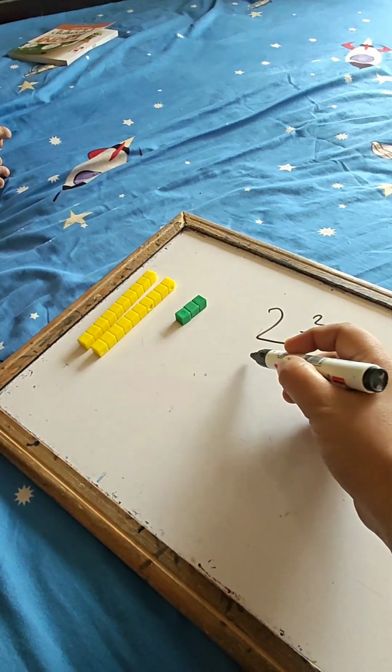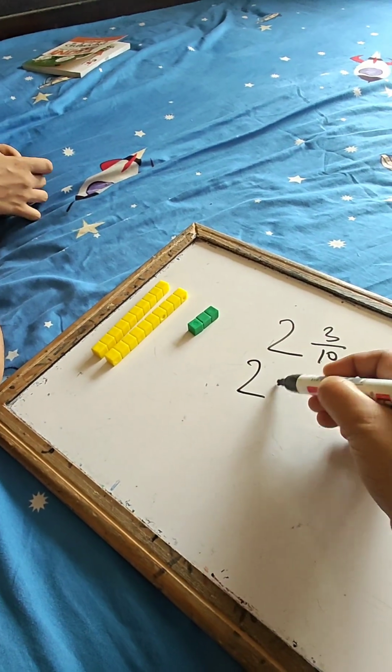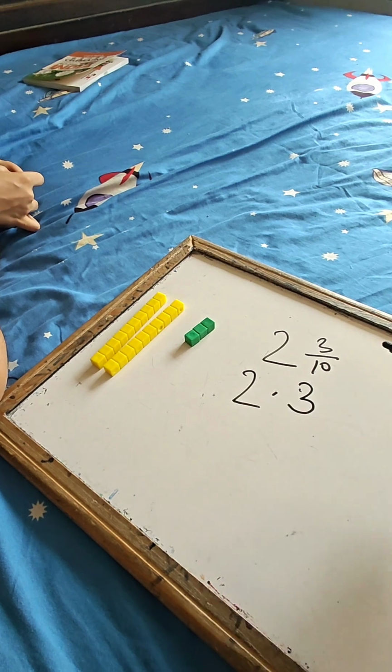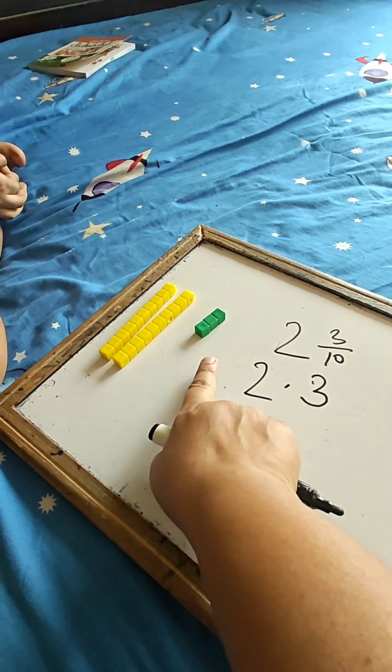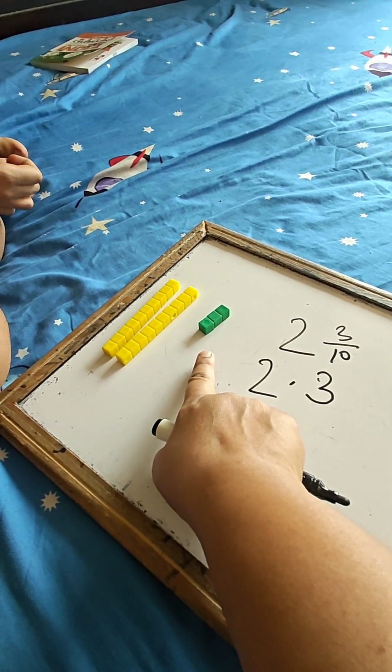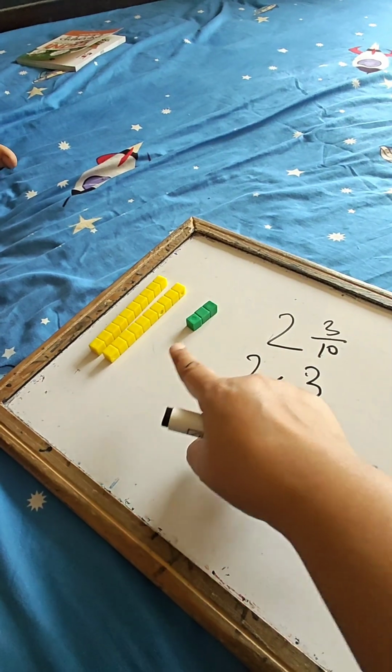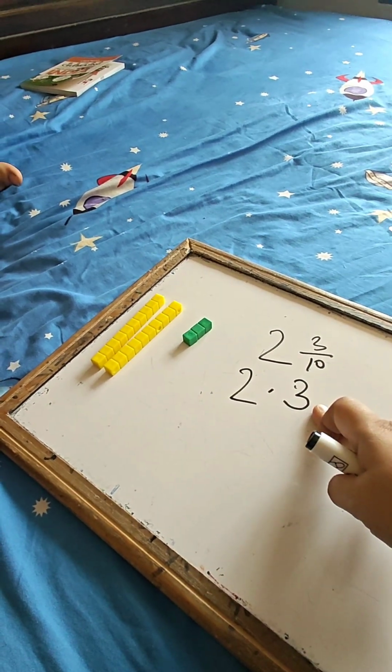So, if I write it in decimal, it will appear as 2.3. 2 full units and 0.3 of the third unit. Okay, so this is how we represent it in fractions and decimals.